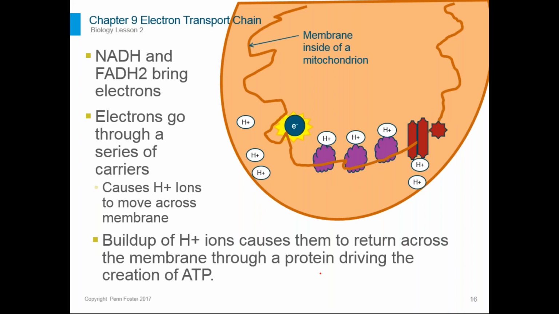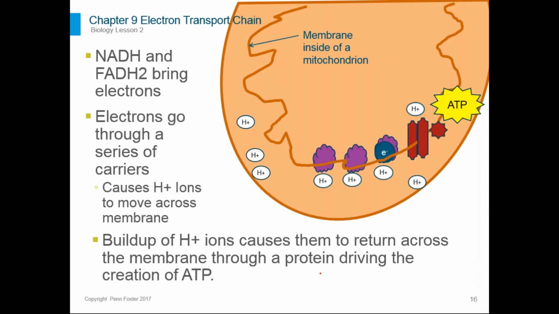So your high-energy electrons go through a series of carriers that reside on the membrane, and they cause the hydrogen ions to be pumped across the membrane. Now there's a buildup of hydrogen ions in one place that causes a pressure. And they want to get away from each other, so they diffuse out of the membrane through a protein called ATP synthase. The motion of the ions through that protein is what drives the creation of ATP from ADP.